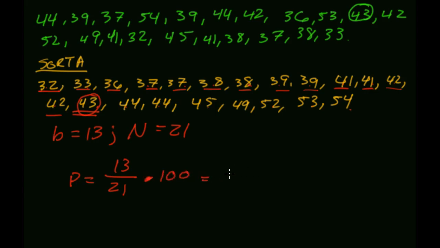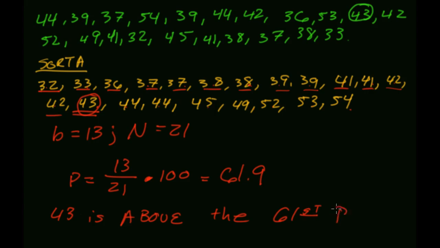If I do that, I end up with 61.9. So this means that my data value, 43, is above, rounding down, the 61st percentile. That means 61% of the data is below that value, below 43. So I'm above the 61st percentile.